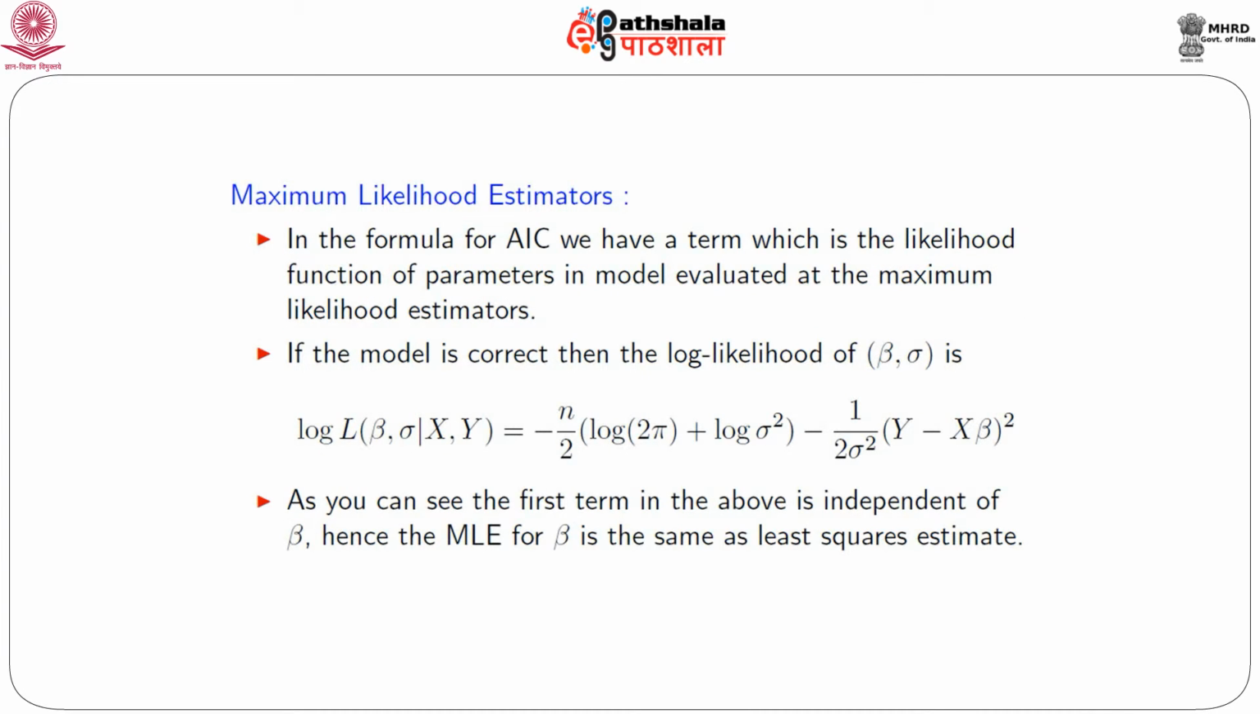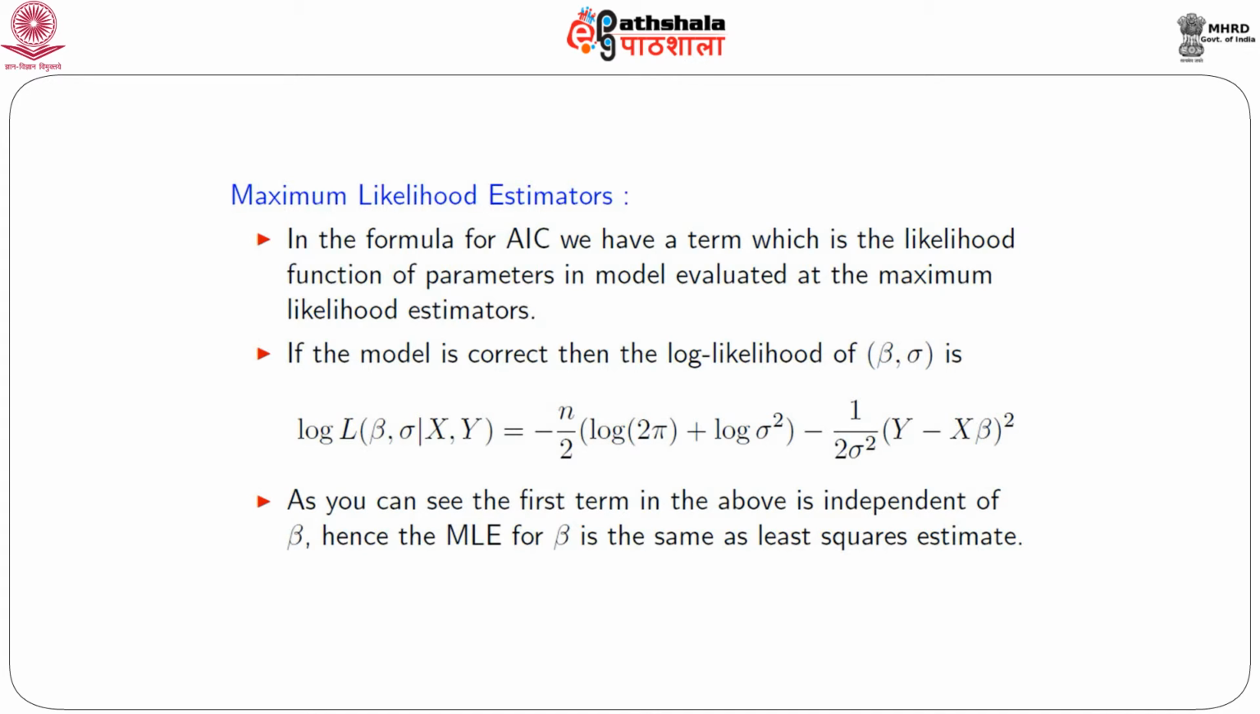Now the maximum likelihood estimators. In the formula for AIC, we have a term which is the likelihood function of the parameters involved in the model, evaluated at the maximum likelihood estimators. If the model is correct, then the log likelihood of the two parameters beta and sigma is given by log L(beta, sigma | x, y) equals negative n divided by 2 times (log 2 pi plus log sigma squared) minus 1 over 2 sigma squared times ||y minus x beta||squared.